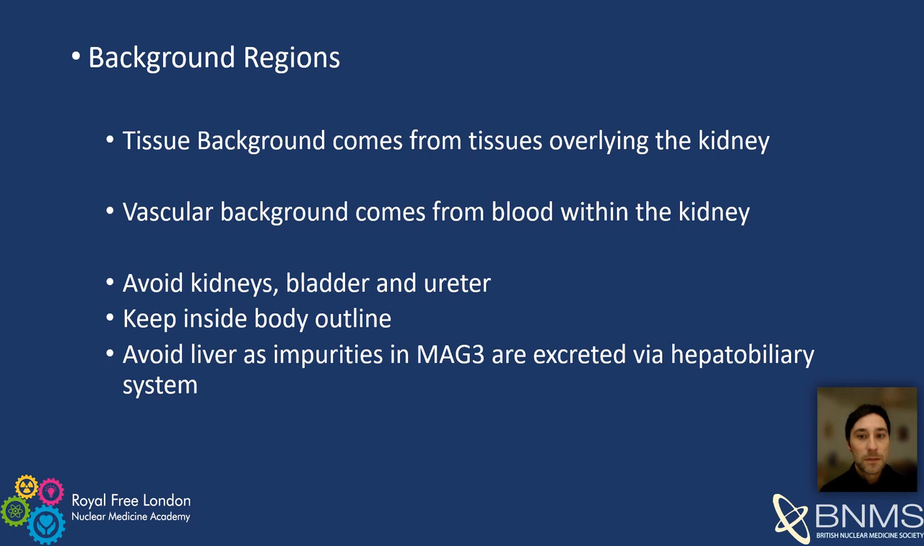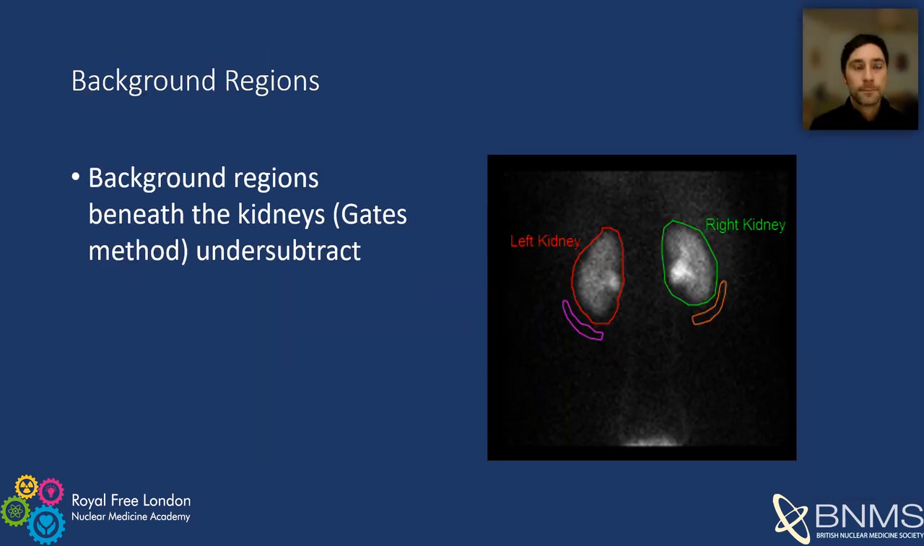An obvious point is to keep them inside the body outline, so you will include the relevant counts. It is important to note that MAG3 impurities are excreted via the hepatobiliary system, so regions of interest should avoid the liver. Positioning of background regions is important as it can severely impact results. Remember, it is important to include sufficient tissue and vascular counts to achieve optimum subtraction and true kidney counts.